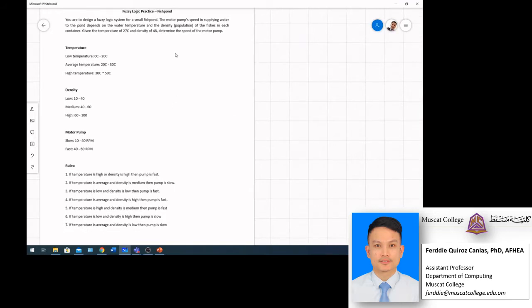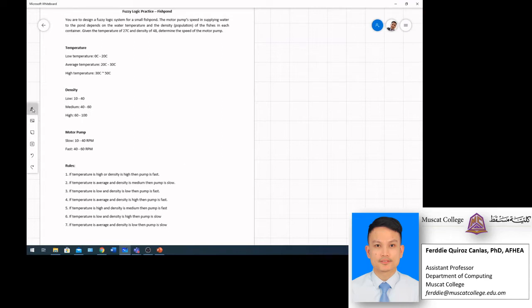So you're going to design a fuzzy logic system for a small fish pond. You know a fish pond, right? It's actually an artificial area wherein we grow fishes. So basically, in this practice, we will be designing a fuzzy logic system, okay? So there is a pump.